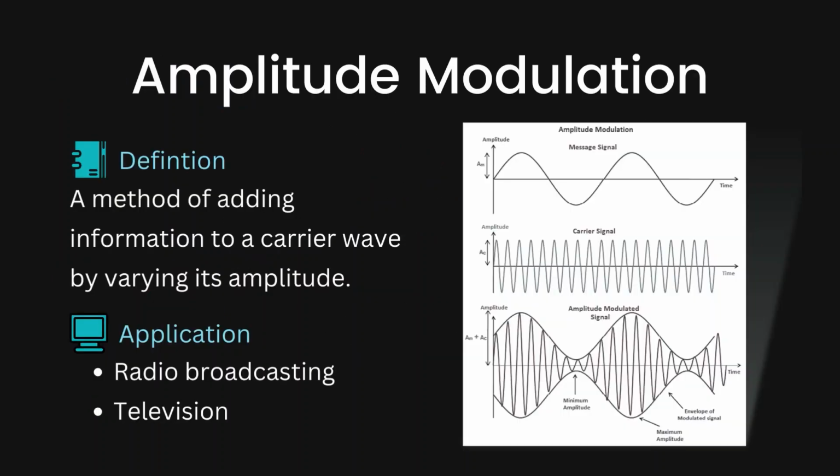The first type of modulation is amplitude modulation, or AM. It is a method of adding information to a carrier wave by varying its amplitude. It is mostly used in radio broadcasting and also in television.